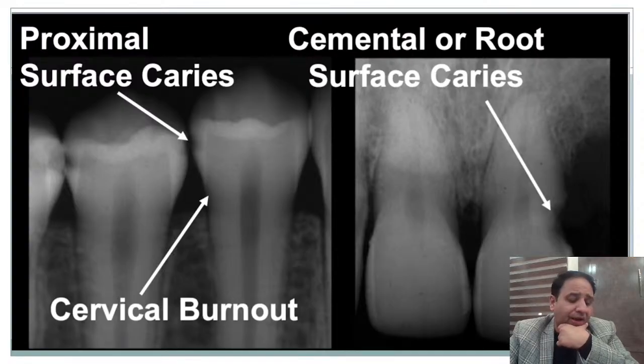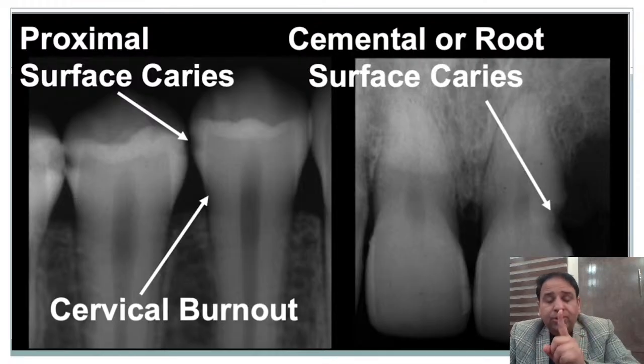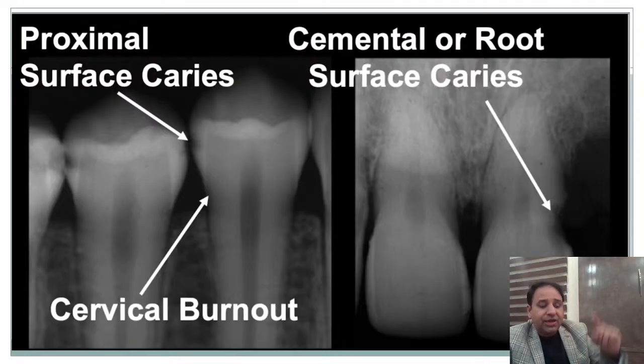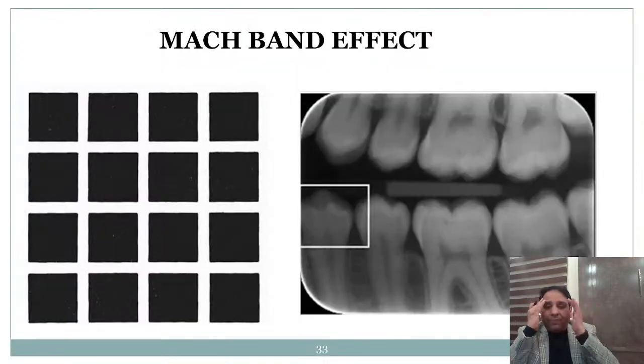I hope you all are aware of cervical burnout and Mach band effect. You may get a question on cervical burnout and Mach band effect. You all should know that cervical burnout is an actual phenomena which is seen in the cervical region of normal teeth. And this cervical burnout is due to decreased absorption of X-rays in the cervical region of normal teeth. On the other hand, मैक बैंड इफेक्ट इज अ ऑप्टिकल इल्यूजन, जो आप यहाँ ऑप्टिकल इल्यूजन देख पा रहे हो ना बीच में.